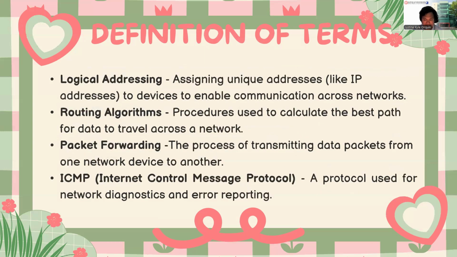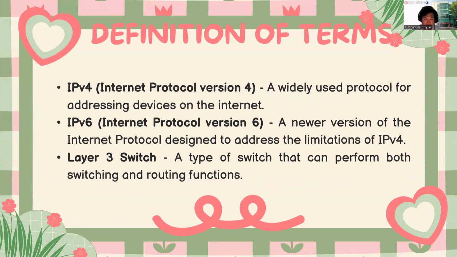Next is logical addressing. This refers to assigning unique IP addresses to devices. Next is routing algorithms. These determine the best path for data travel. Third is packet forwarding, transmitting data from one device to another. And lastly, ICMP, a protocol used for network diagnosis. Next is IP version 4 and IP version 6. These are the two versions of the Internet Protocol, with IP version 6 being the newer one.